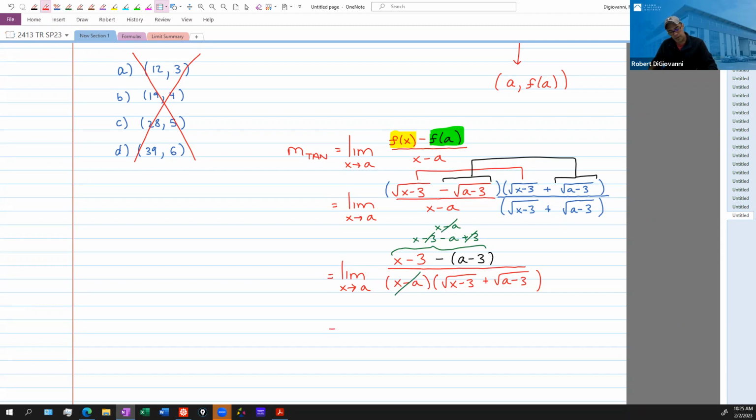which leaves you with the limit as x approaches a of, on top we have a 1 because everything canceled out, and on the bottom we have that ugly thing, don't we? It's ugly, but it's what we have, right? We're almost there.